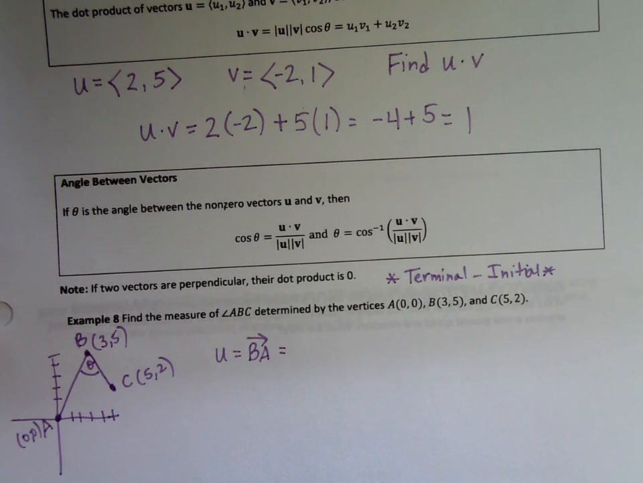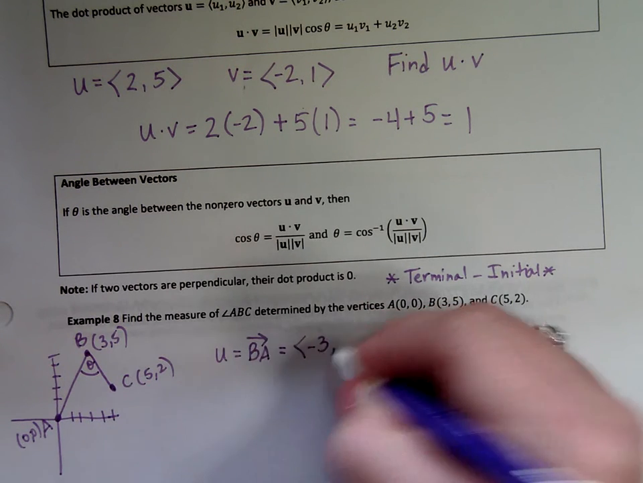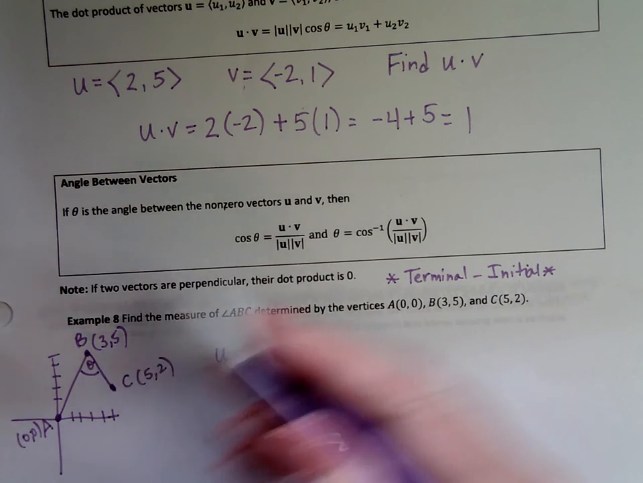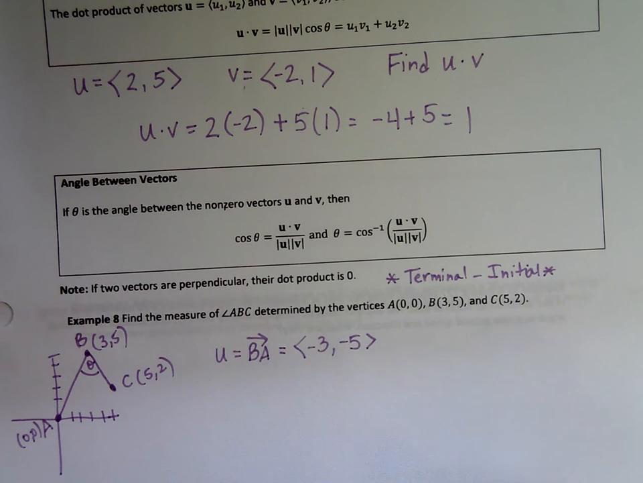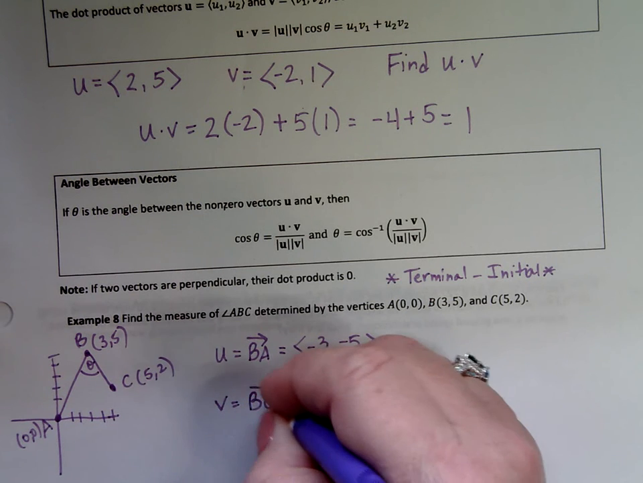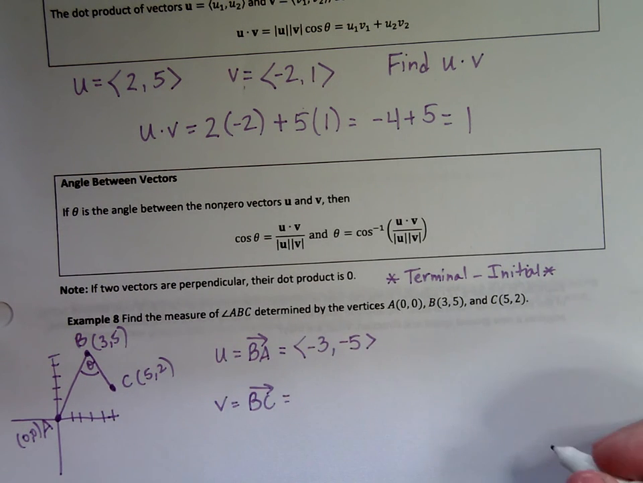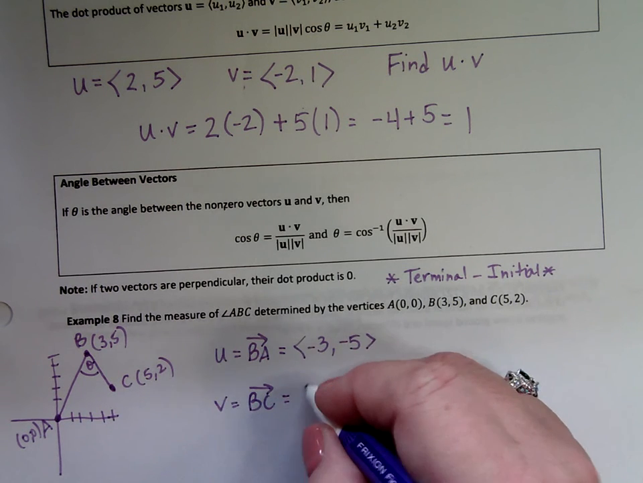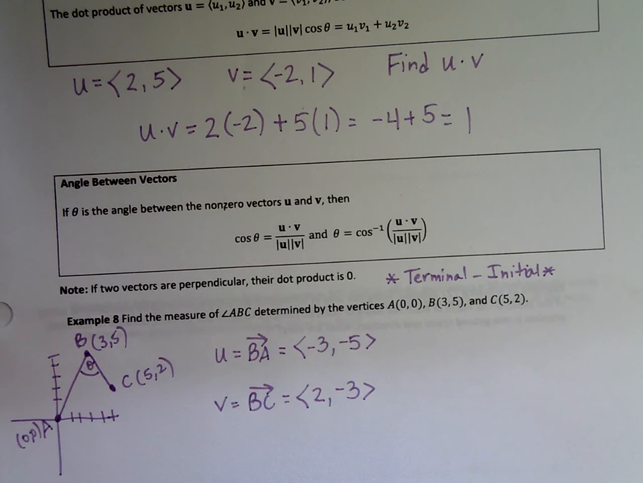I'm reminding you of that so you don't make the same mistake. So it is going from 0 to 3. So 0 minus 3 gives me a negative 3. And my y's are 0 minus 5, which gives me a negative 5. My v vector is the other one, from B to C, which makes the other side of the angle. Same thing, it's terminal minus initial. So 5 minus 3 is 2, and 2 minus 5 is a negative 3. But that's not all we need.